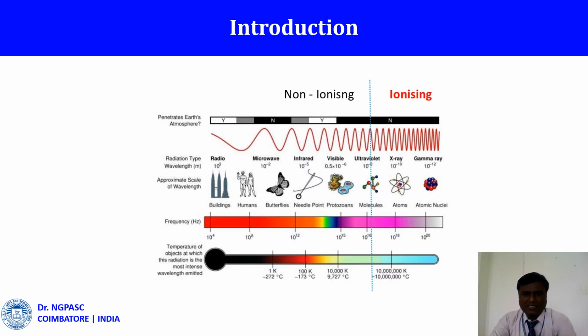It can travel at the speed of light, and it has a dual nature, and it has a direct relationship with frequency and an inverse relationship with wavelength. E is equal to h nu, nu is equal to c by lambda, so E is equal to h c by lambda. That means if wavelength is more, energy will be less. If frequency is more, energy is more. That means energy and frequency have a direct relationship, and wavelength and energy have an inverse relationship.